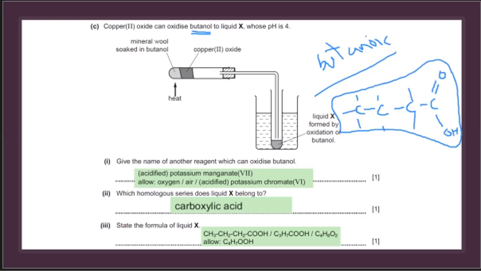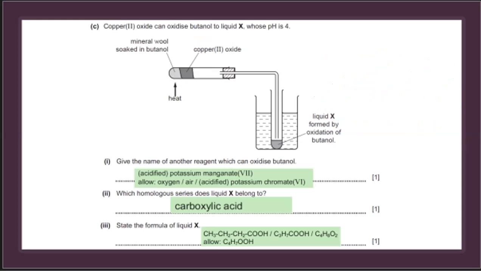C4H7OOH. Right, you could have put it out later like that, or you could have said CH3, CH2, CH2, COOH, where you identify each section of it. Right, either way in laying it out would have been correct. Right, but you're dealing with butanoic acid.